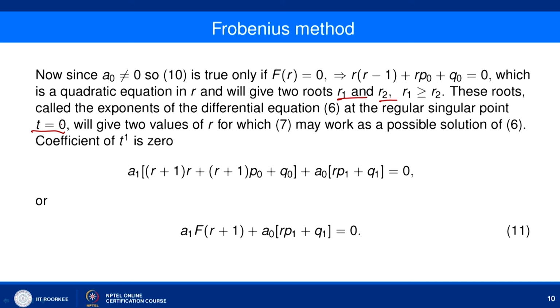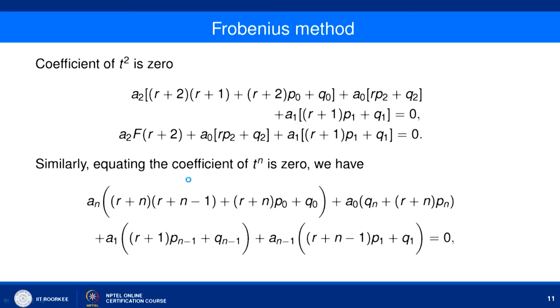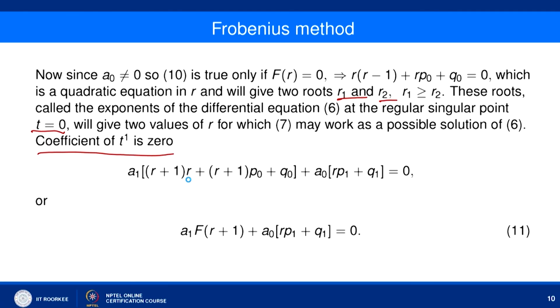Once we have the exponents, then we look at the coefficient of t to the power n and equate it to 0. So here we again use this expression, a1 r plus 1. So here we are using this expression again.